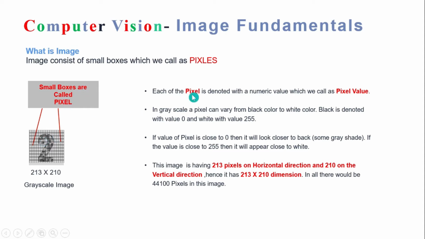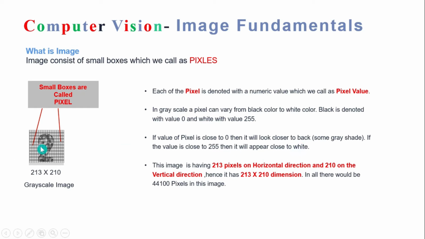Each pixel is denoted with a numeric value which we call the pixel value. So each of these boxes has some value with it. The values assigned to these boxes are called pixel values. In a grayscale image, a pixel can vary from black to white. Black is denoted with the value 0, and white is denoted with the value 255. If the value of a pixel is close to 0, it will appear closer to black. If the value is close to 255, then it will appear close to white.